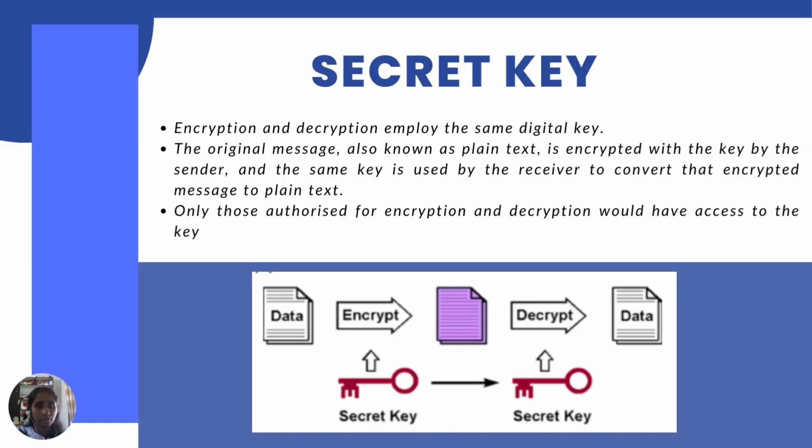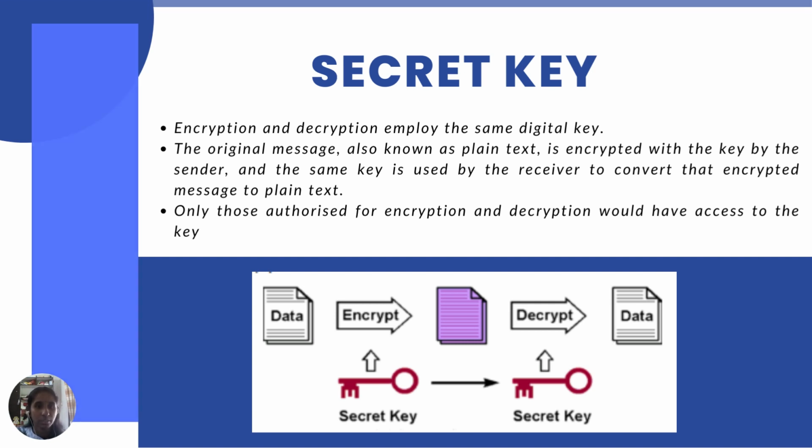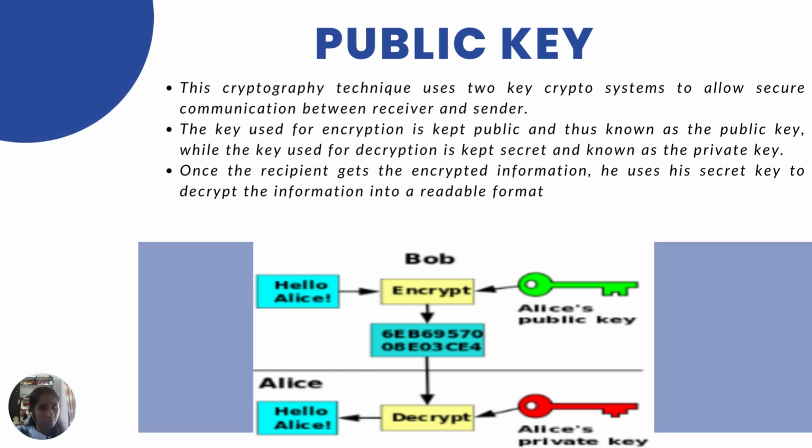There are three types of cryptography. First is secret key. The original message, known as plain text, is encrypted with the key shared by the sender and the receiver to convert it into an encrypted message. Only those authorized for encryption and decryption can access the key. Second is public key. This technique uses two keys to allow secure communication between receiver and sender, known as the public key and private key. Once the recipient gets the encrypted information, it uses its secret key to decrypt the information into a readable format.